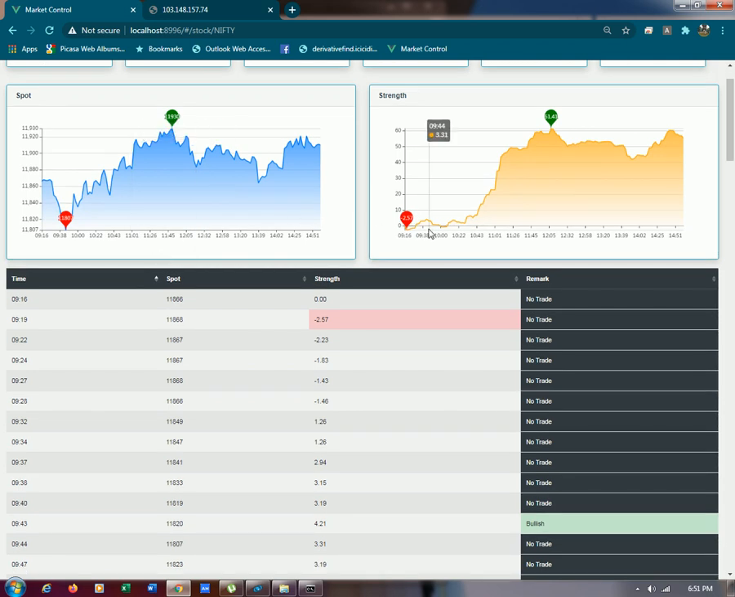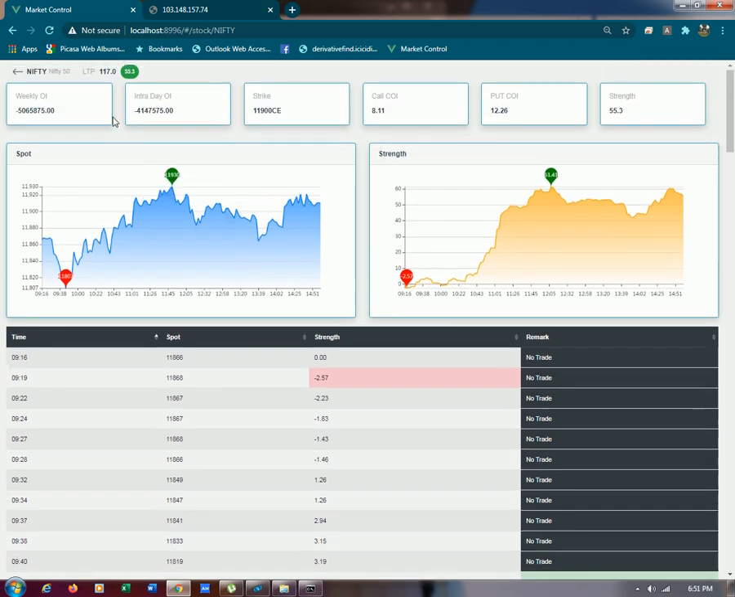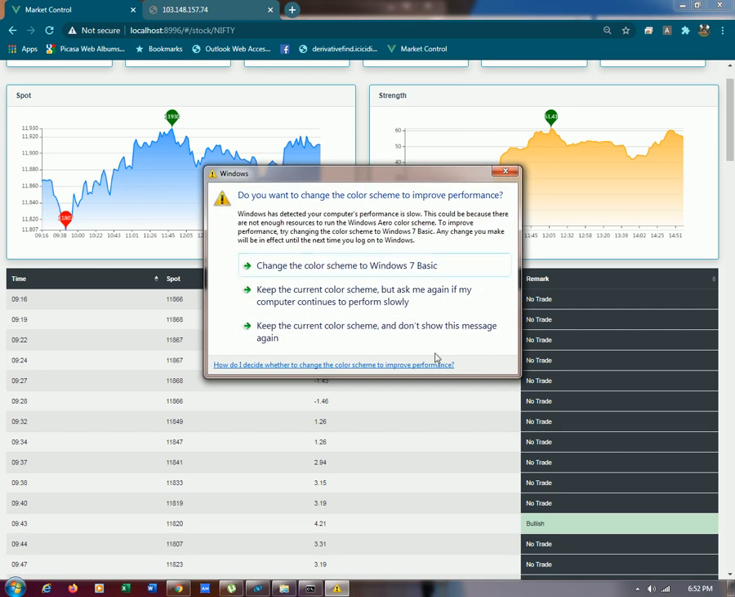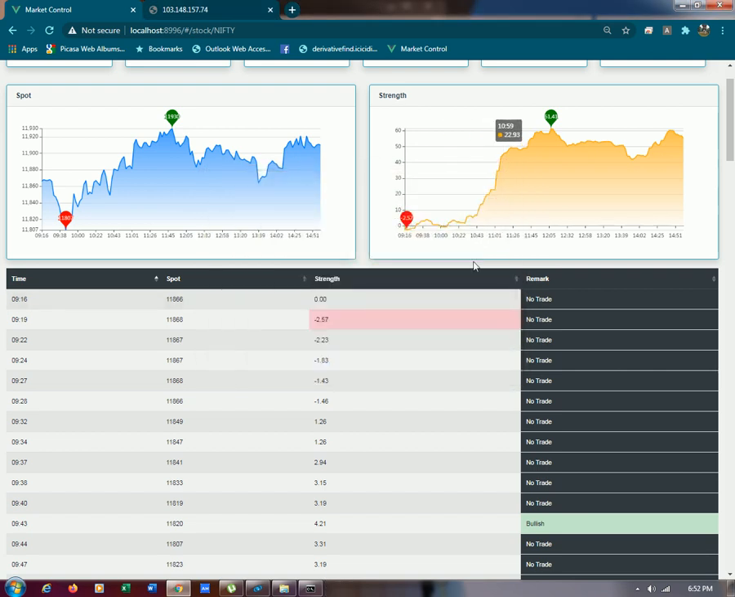And after that you will get two charts here. This first row is only for information purposes, and the particular strike selection is important and helpful for option buyers. Coming to these two charts, one is spot and the second one is strength. The main core of our system is that whenever both spot and strength travel in the same direction, you should remain in the trade.